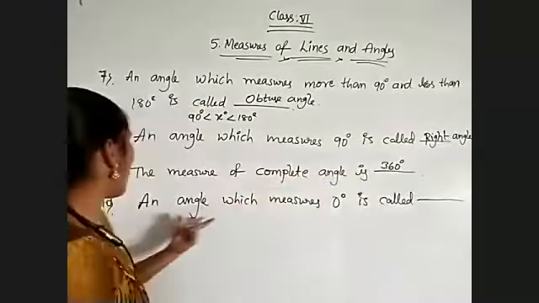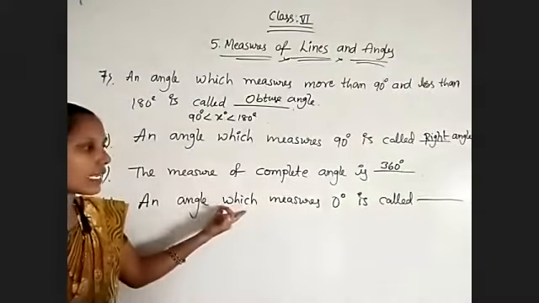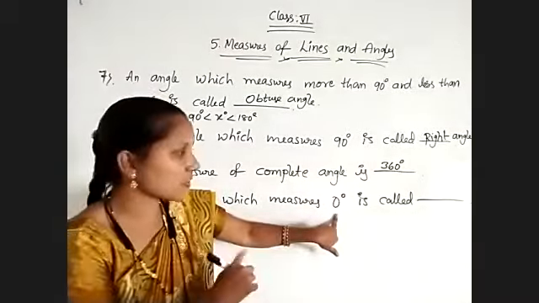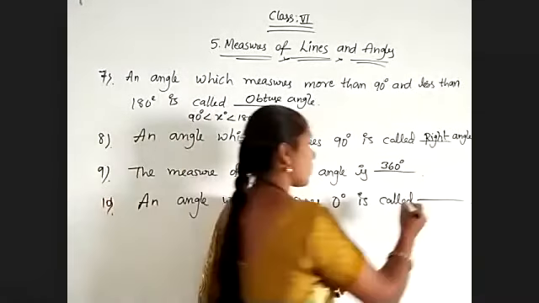Okay, now coming to the last question. An angle which measures 0 degrees. So here also the measurement is given. What is the name of 0 degree? Zero angle.